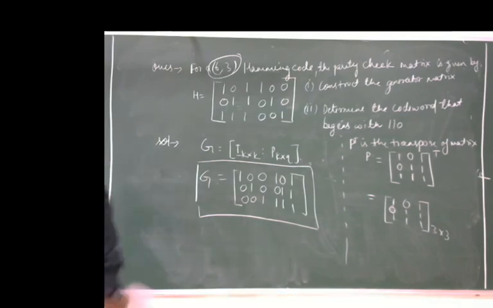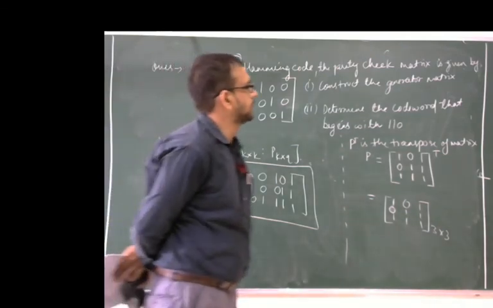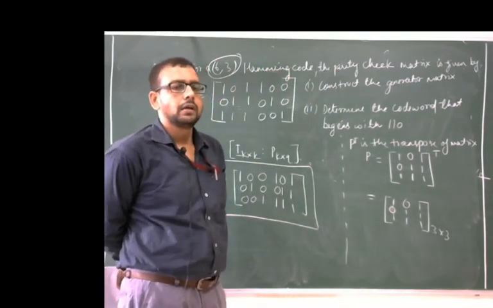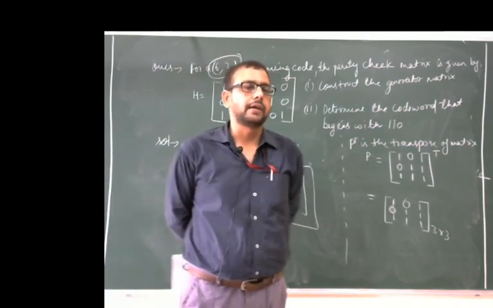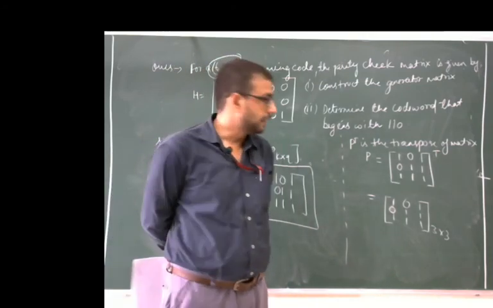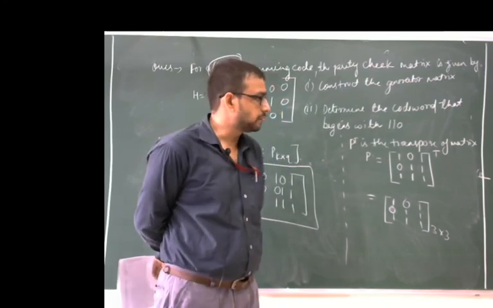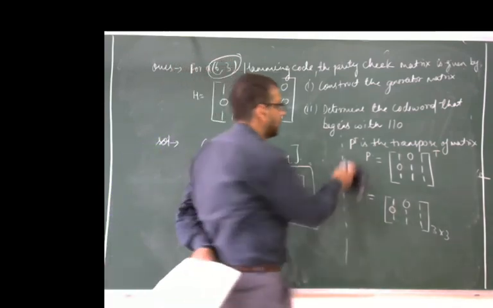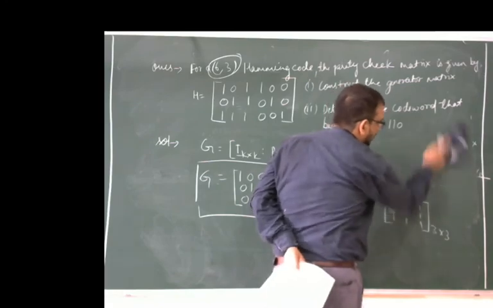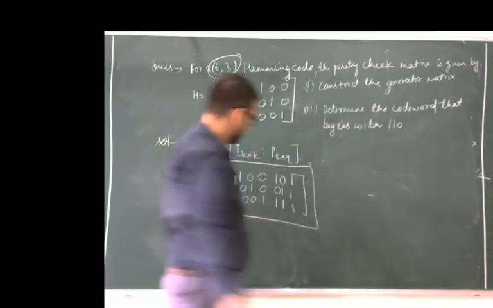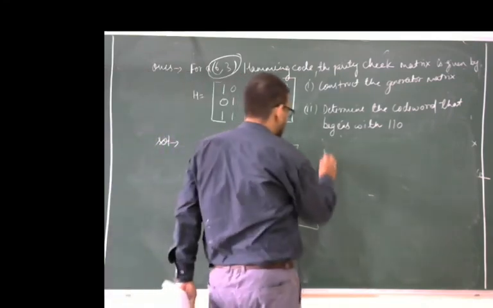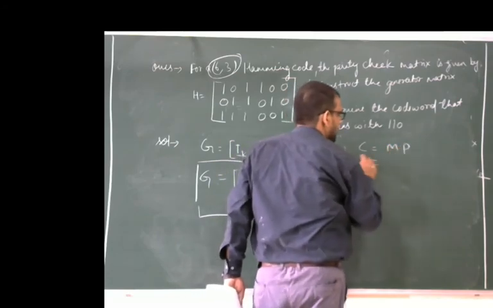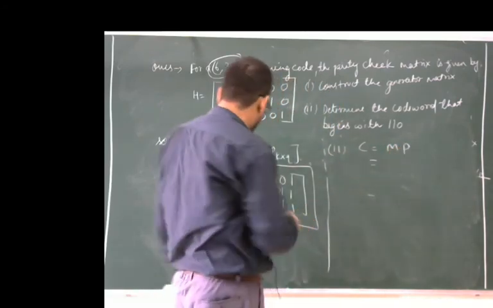Now the second part, that is, we have to calculate the code word that begins with 110. As we know, in channel coding some extra bits or check bits are added to the message bits. Here, begins with means this is the message bit. Now by using the message bits we have to calculate the check bits. How can it be calculated? As we know, the formula is C is equal to MP. C is the code, M is the message and P is the parity matrix that we found.